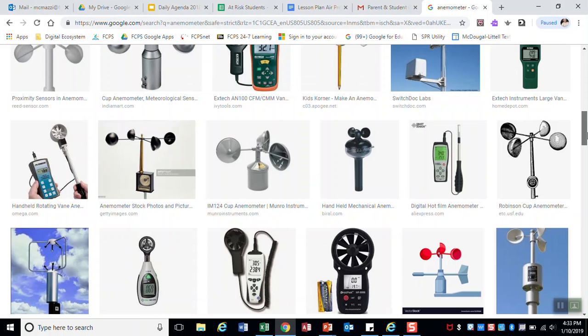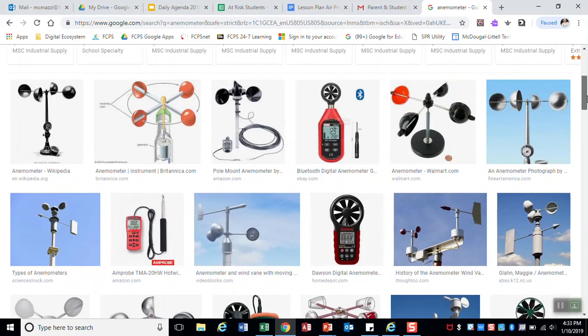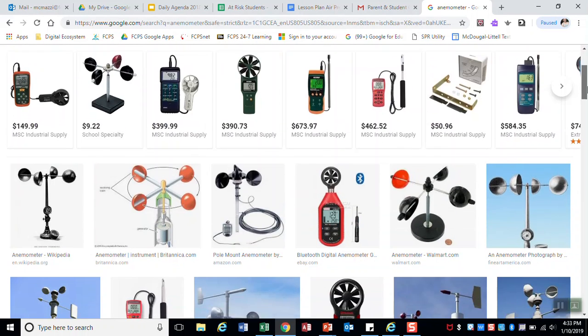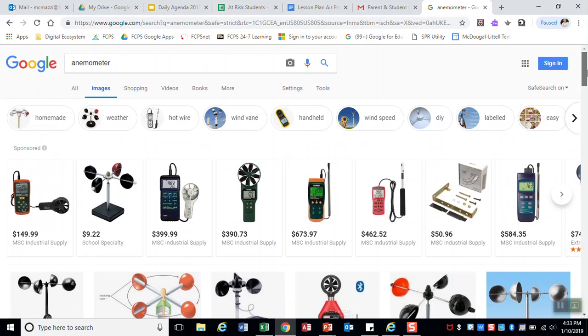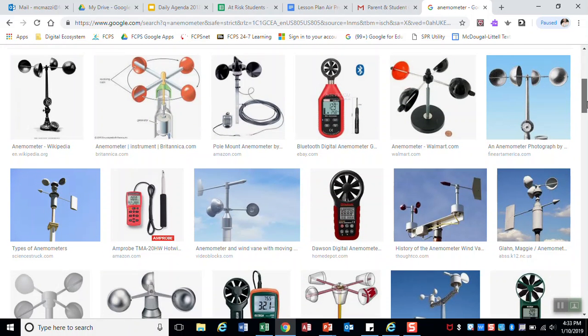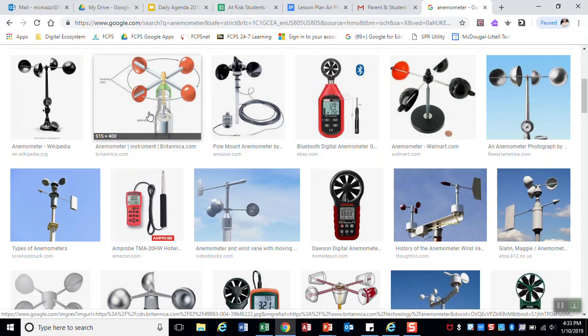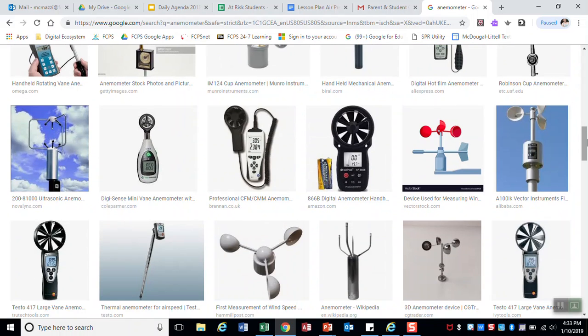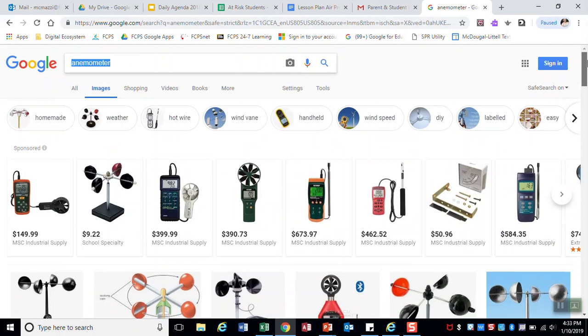Here's another thing I noticed in warm-up that students were having a hard time with. All these are pictures of anemometers. Anemometers are tools that measure wind speed. So you can see you have these little cups here, and the cups are caught by the wind, and the wind will make them start to swirl around, and that gives us the actual wind speed.